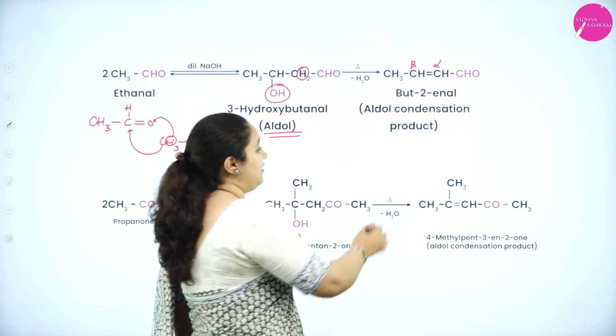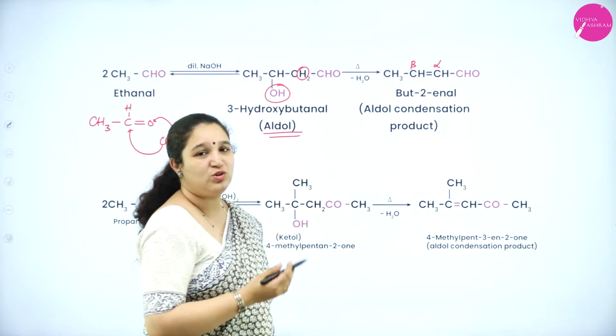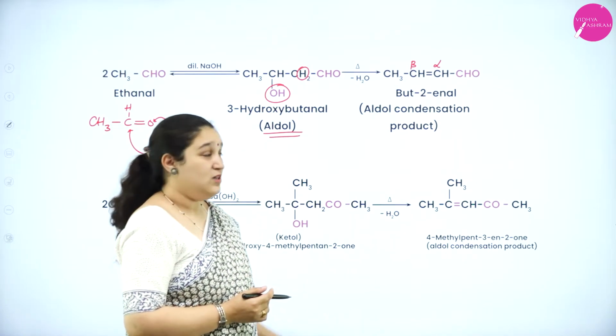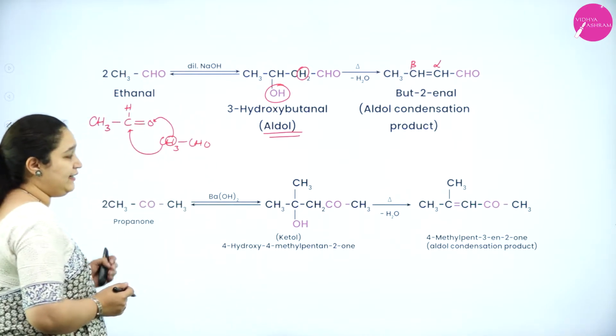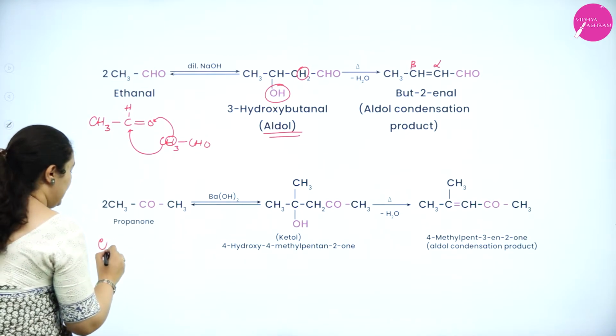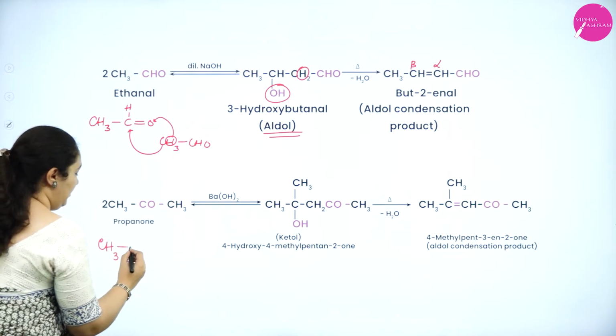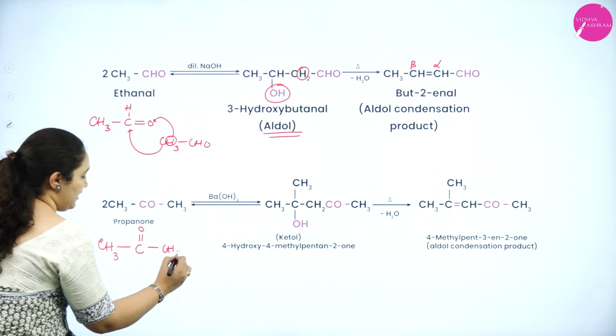And here in this case, it is but-2-ene-1-al or 2-butenal. Okay. So I hope you have understood how to write this. One more example with a ketone we have. So here you can see propanone. See, again I will write CH3C double bond O CH3.